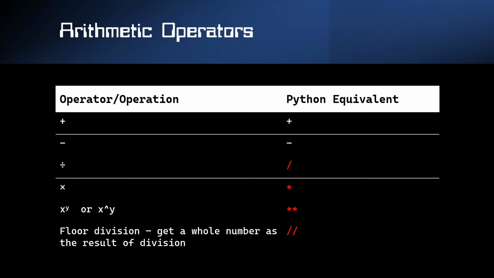As you can see, most of the math operators are pretty much the same, except for division, multiplication, and exponential, which are highlighted in red. And we also have another operator called floor division, which is used to divide numbers and output a whole number if the answer is a fraction. Now we'll look at how to perform these operations and display the results.